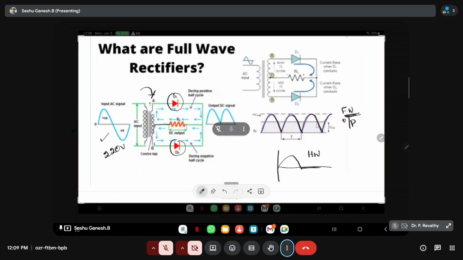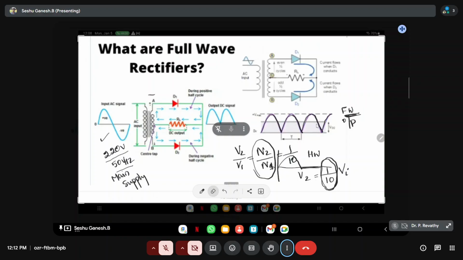Okay. Now we'll go into the working principle of a full wave rectifier. In a full wave rectifier, we need the output waveform. We are going to get a complete cycle at the output. Both the positive half and the negative half are coming as an output.